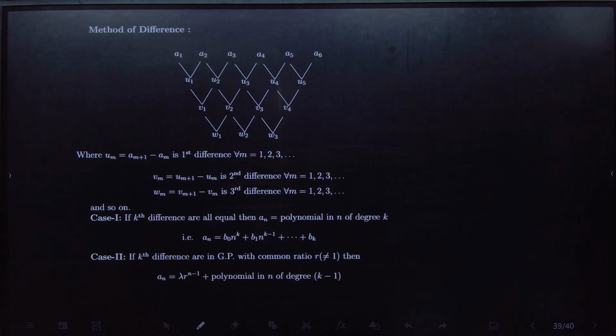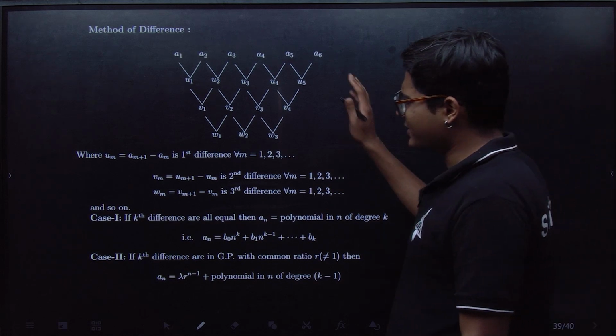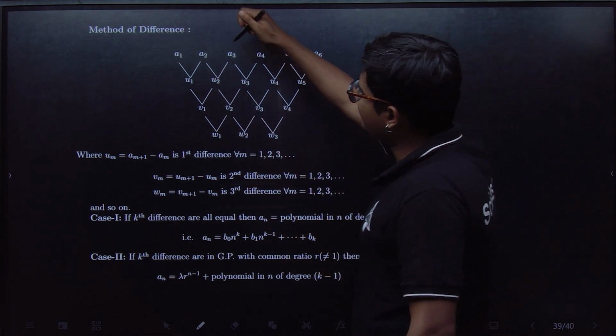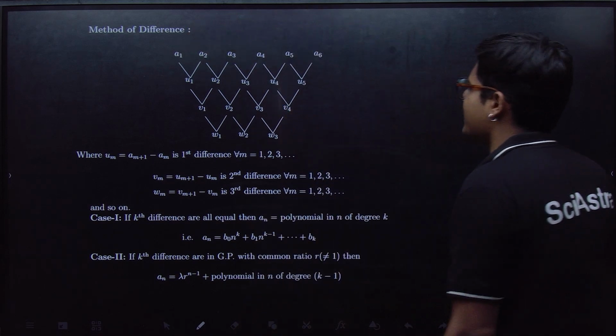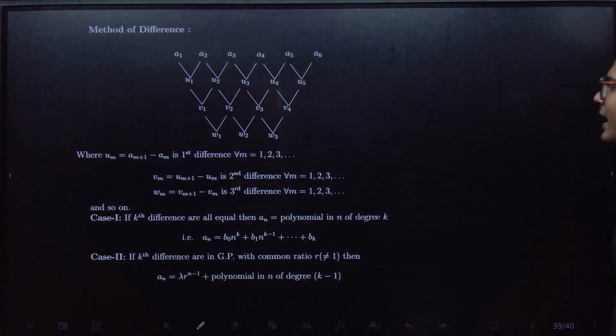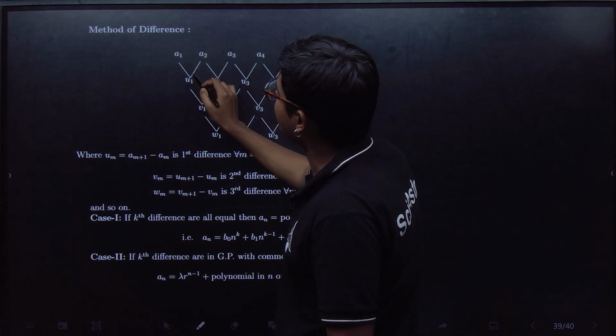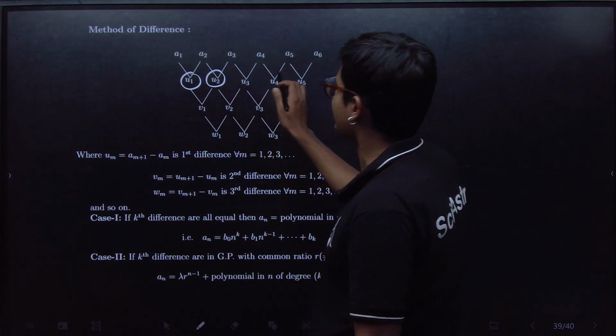Now let's come to the next thing, which is known as the method of difference. This is again not really super important for you, but it's good to know in case you want to derive it. I would actually recommend you to just derive it. Suppose you have some terms in a progression, and the difference between the first two terms is U1, the difference between the next two terms is U2, and so on and so forth.